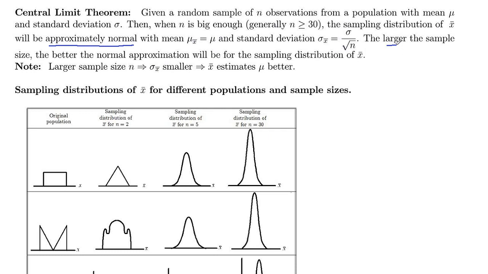So the larger the sample size is, the better the normal approximation will be for that sampling distribution of x bar. This is stated for x bar, but usually that's the case for other statistics as well. So a larger sample size n means that your sigma x bar is going to be smaller, which means that x bar is going to be a better estimate of the population mean. So central limit theorem says that as sample sizes increase, the sampling distribution becomes more normal.